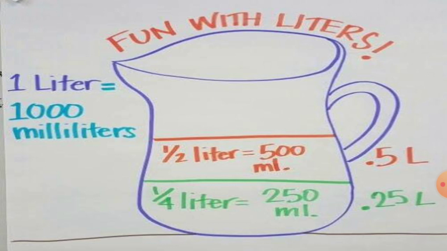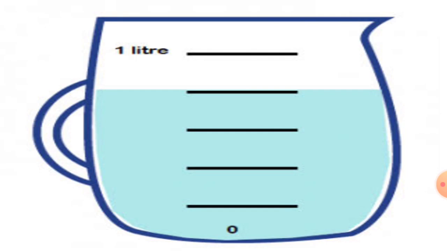So whenever you are asked, how many milliliters make half a liter? You simply say 500 milliliters. And how many milliliters make 1/4 liter? You simply say 250 milliliters. Interesting, isn't it? I'm enjoying this topic.